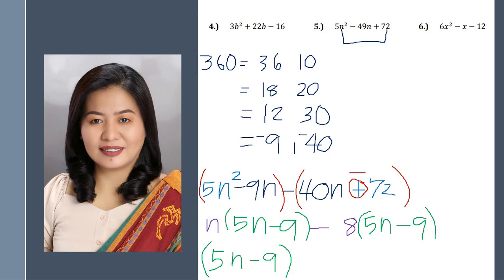And we have n minus 8. That is the other factor. So 5n minus 9 and n minus 8 are the factors of 5n squared minus 59n plus 72.